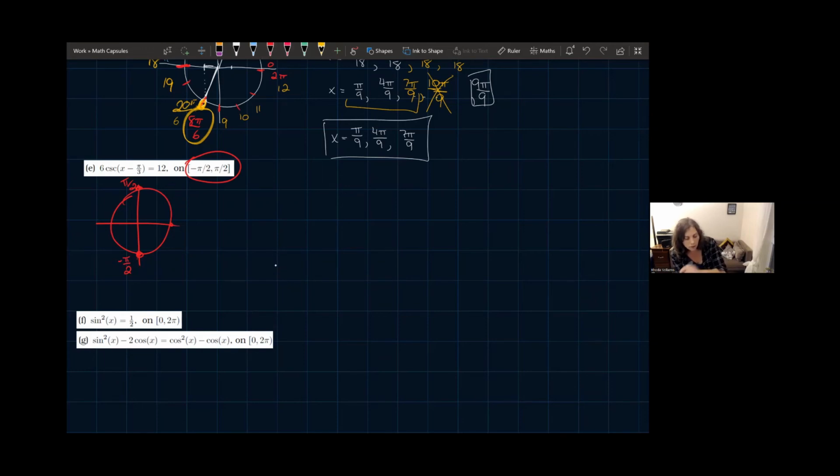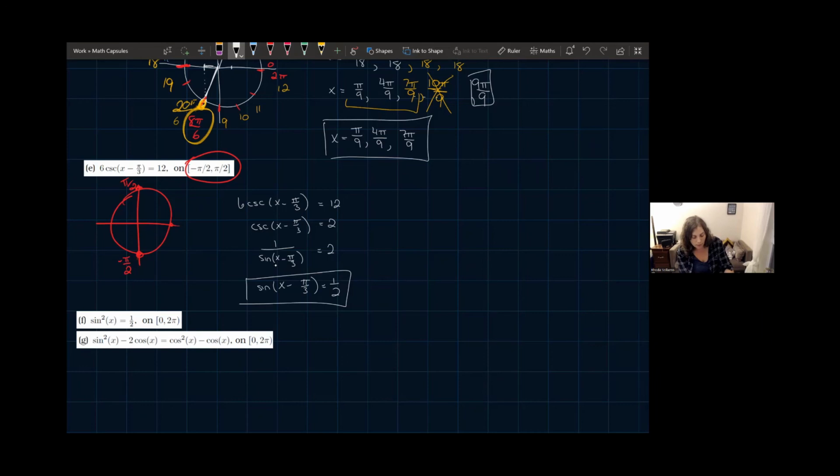So let's first isolate our trig function. We have 6 cosecant of x minus pi over 3 needs to equal 12. I'll divide both sides by 6. So it needs to equal 2. Now cosecant we know is 1 over sine, so 1 over sine of x minus pi over 3 needs to equal 2. That means that sine of x minus pi over 3 needs to be 1/2. That's what it boils down to.